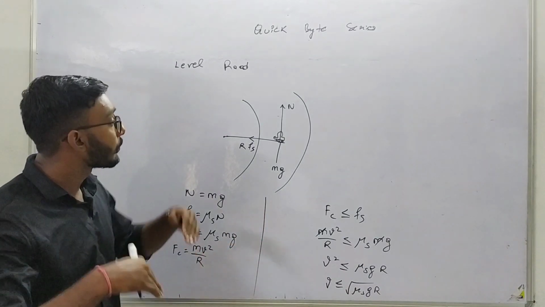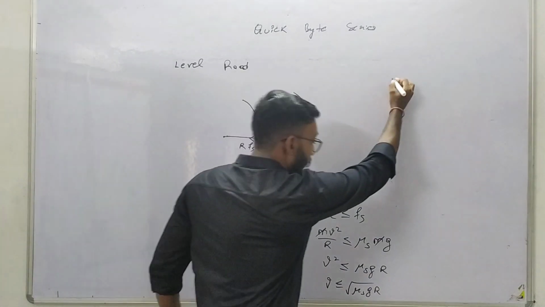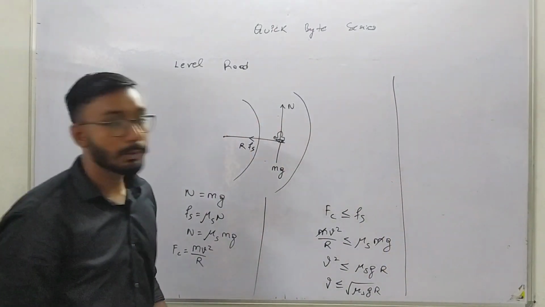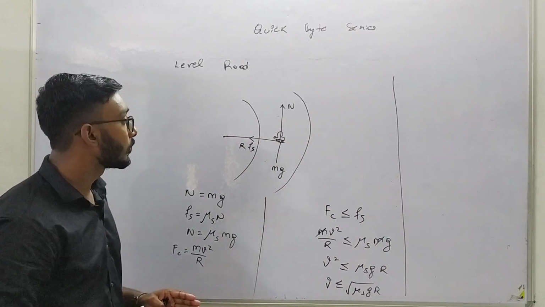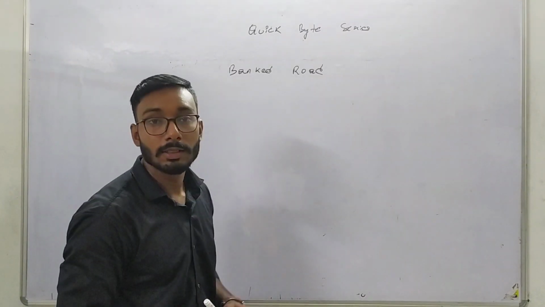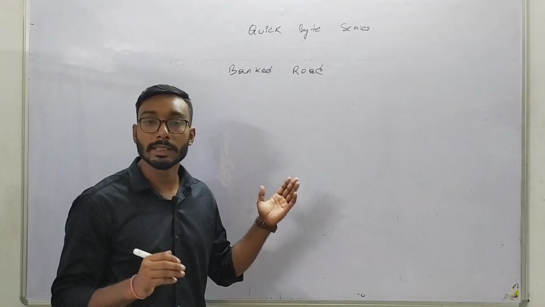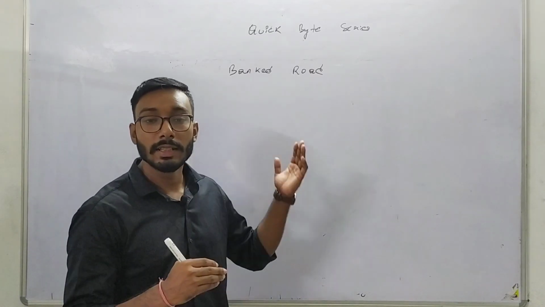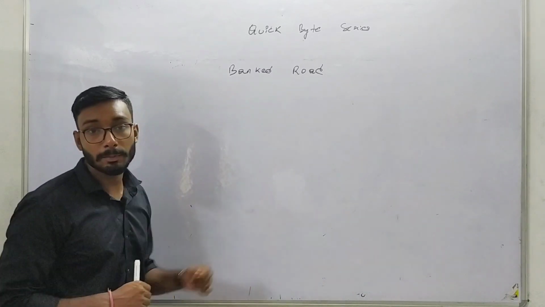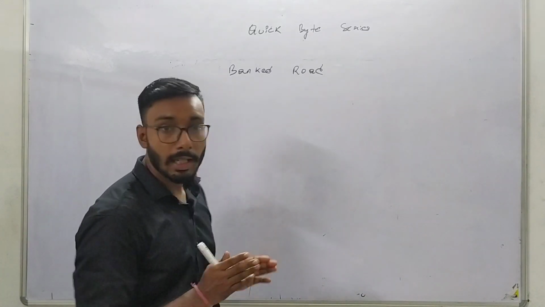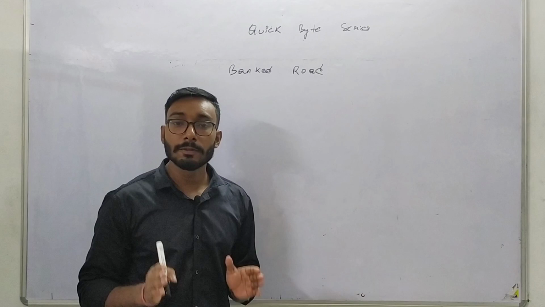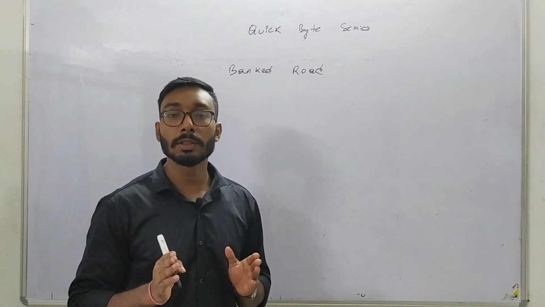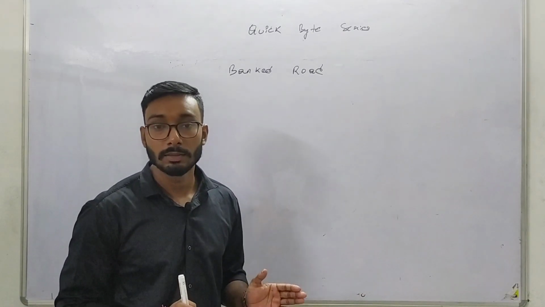Now we have one more condition, and that is a banked road. For a banked road, we will discuss the maximum velocity with which the car can take a turn without skidding. But first of all, why do we need a banked road? On a level road, static friction might not be enough to hold the car along the path from skidding.